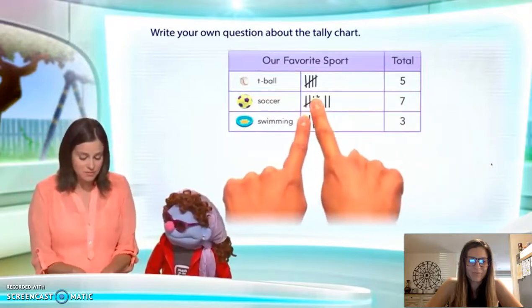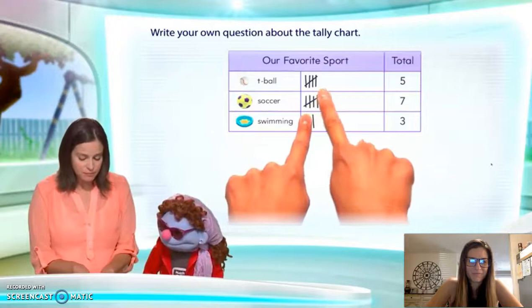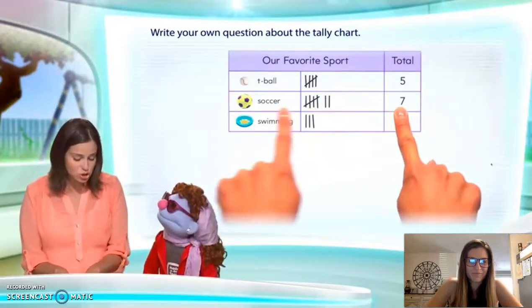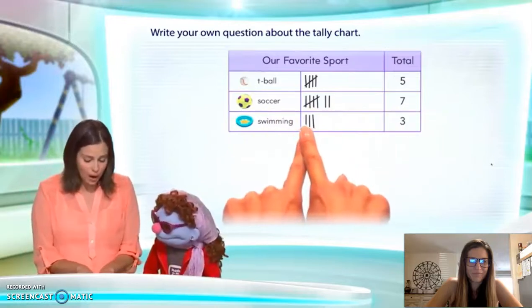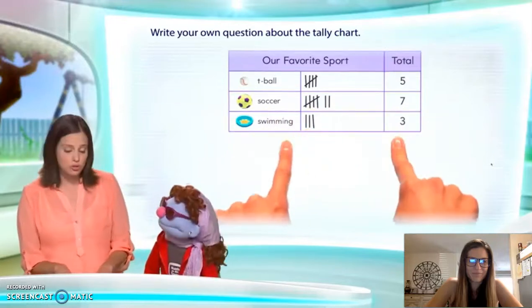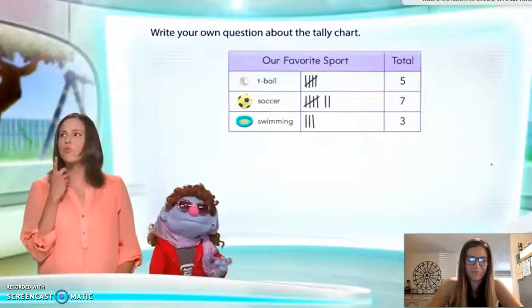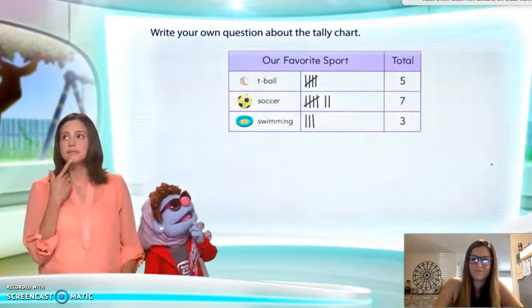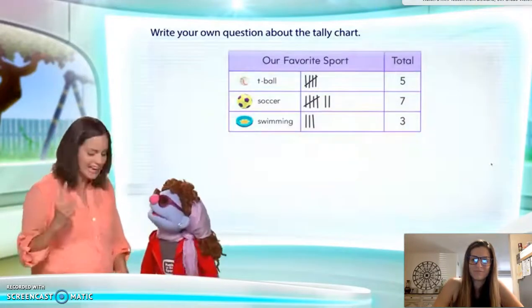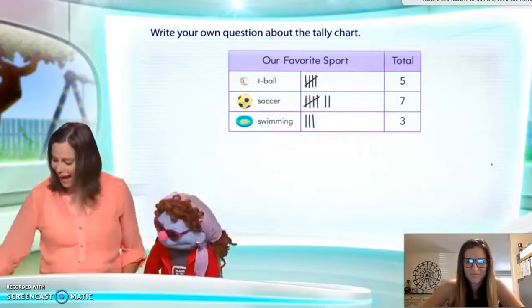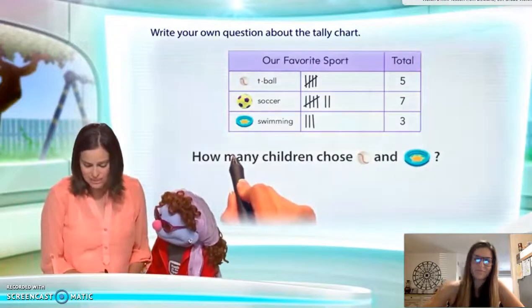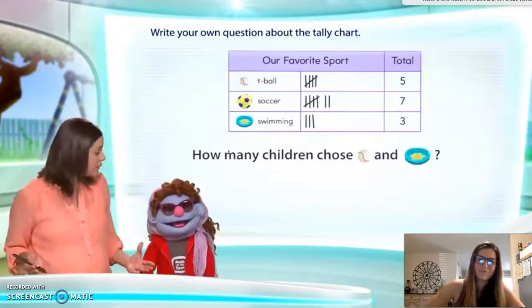Now, we know already this is 5. 5, 6, 7. So 7 chose soccer. Right. And 1, 2, 3, 3 children chose swimming. Oh, I love swimming. Now, what can we ask? Remember, we have to come up with a question. What can we ask? I got it. Yes. What if we ask, how many children chose t-ball and swimming?